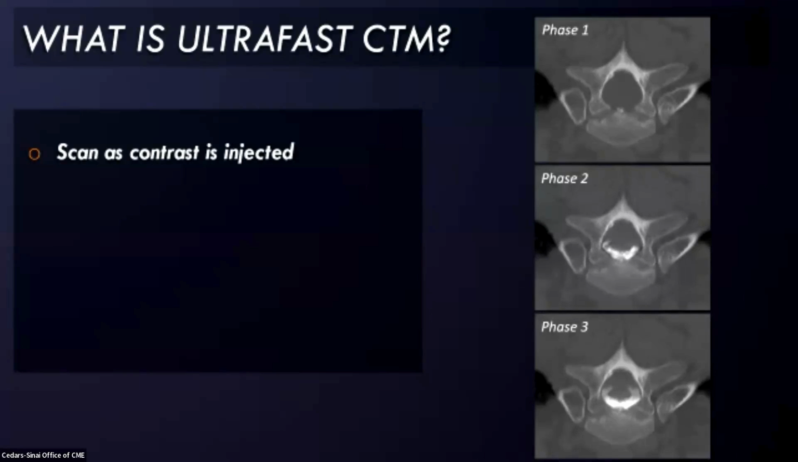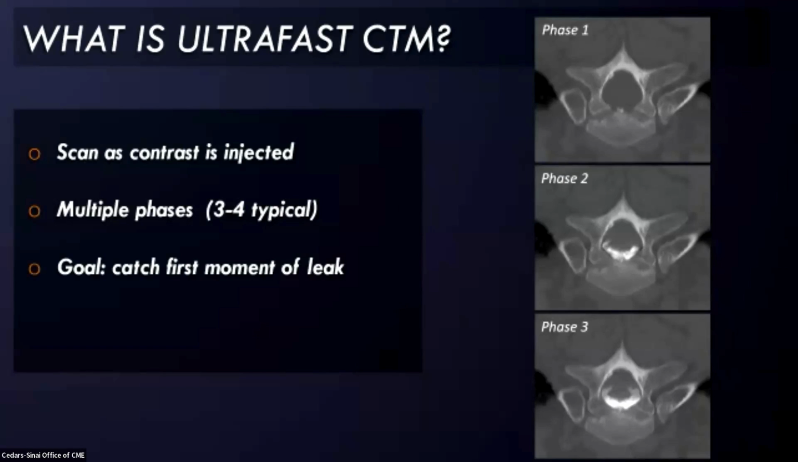What you wind up with is multiple phases. This is very early, then this is slightly later, and then this is the next image after that. You can see that the contrast opacification of the thecal sac progressively increases with each of those phases. These phases are not minutes apart, they're seconds apart, so they're very close in time. Most places will do either 3 or 4 phases. The goal, just like with digital subtraction myelography, as Dr. Maya talked about, is to catch that first moment where the CSF begins to leak out.